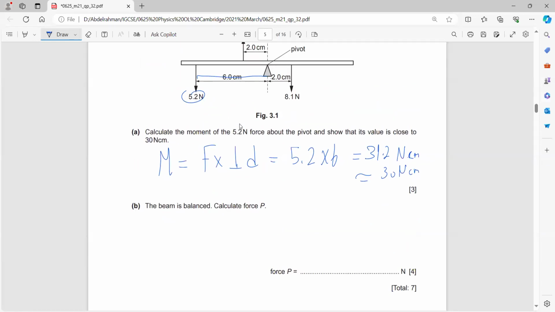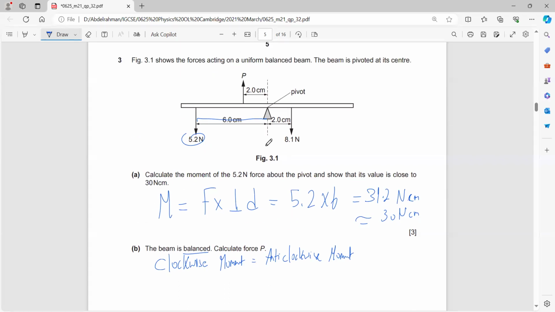Okay, this is balanced. Whenever it is balanced, I have to write down what? Clockwise moment equals anti-clockwise moment. You must do that. Why? Because we have three forces. You cannot just say that force is equal to the moment divided by the distance.